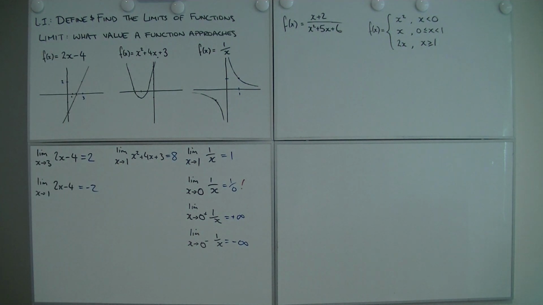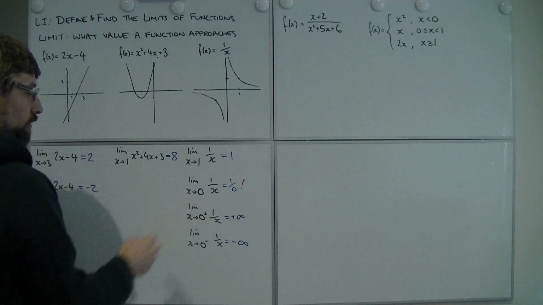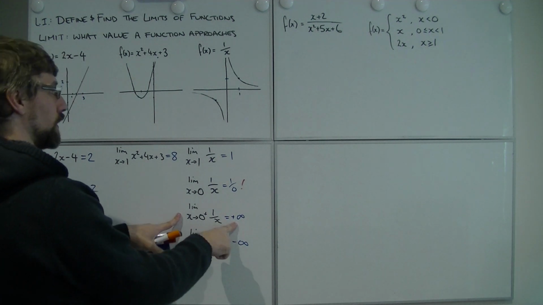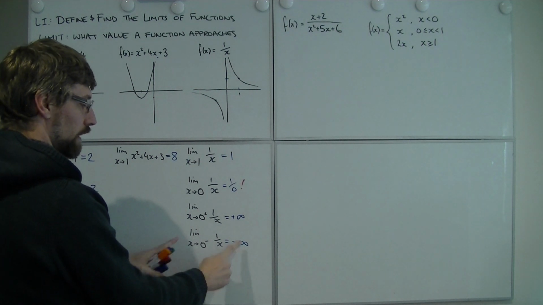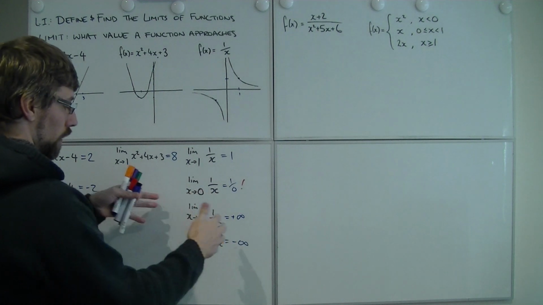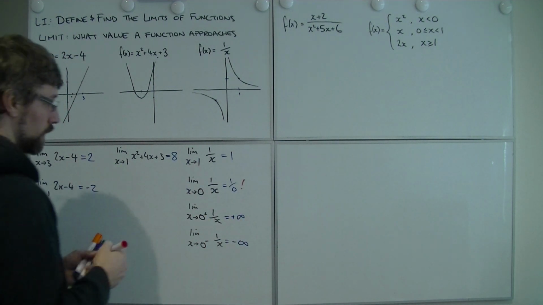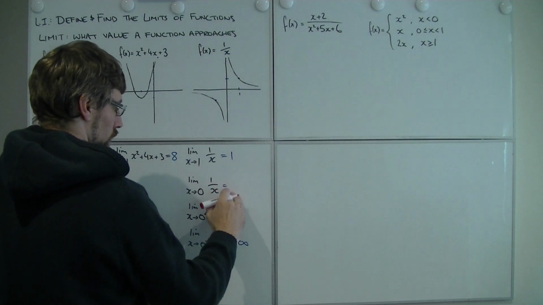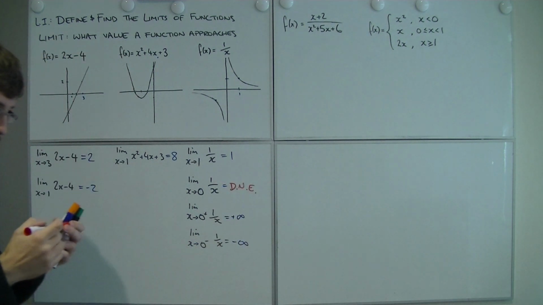Okay, great. So does this help me with what happens as x approaches 0? Well, this one's telling me I go off to positive infinity. This one's telling me I go off to negative infinity. How can I simultaneously be going to positive infinity and negative infinity? I'm not approaching any one value. So, in this case, because of these two, we say the limit does not exist.